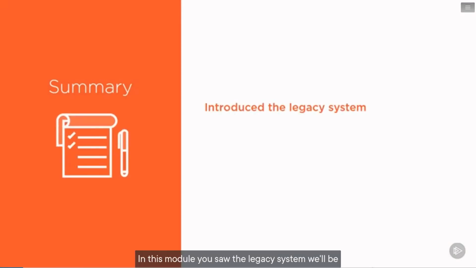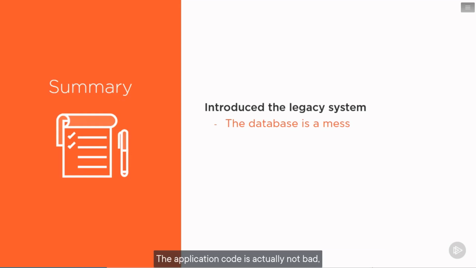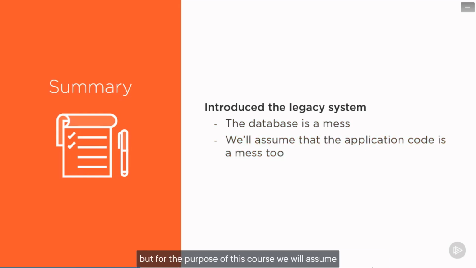In this module, you saw the legacy system we'll be working on throughout this course. The underlying database is a mess without any concern for data integrity, normalization, or readability. The application code is actually not bad, but for the purpose of this course, we will assume that it is bad and unmaintainable. We will also assume that it's large enough so that a full rewrite is not an option for us.